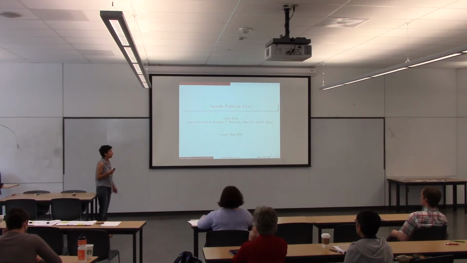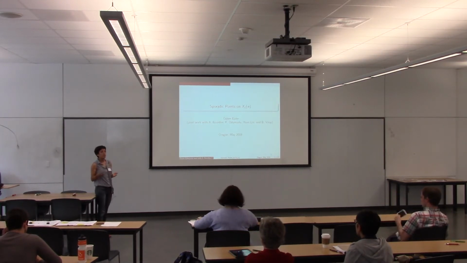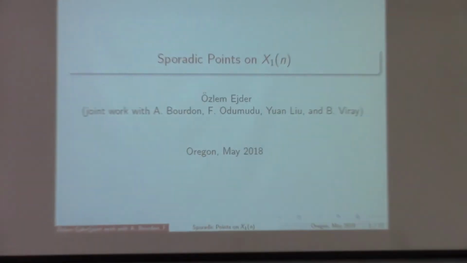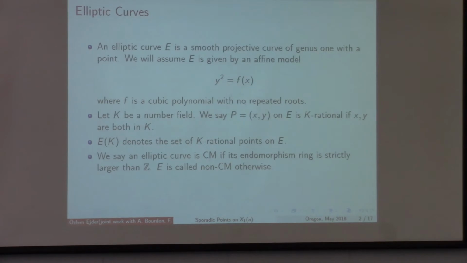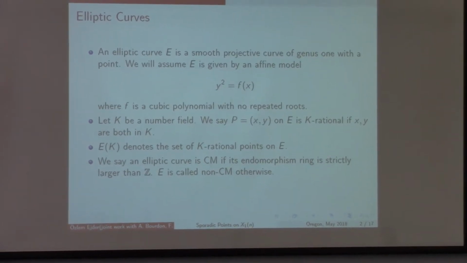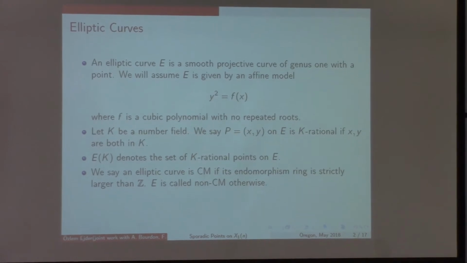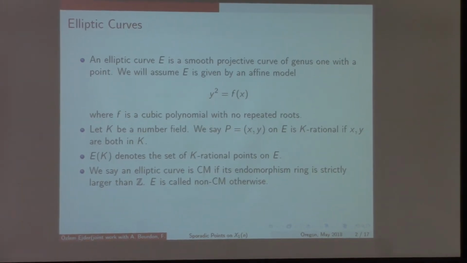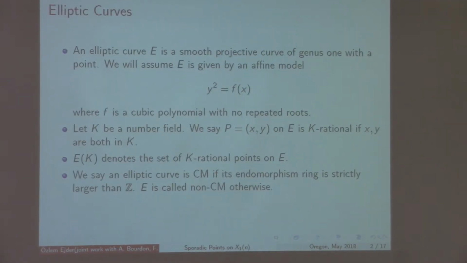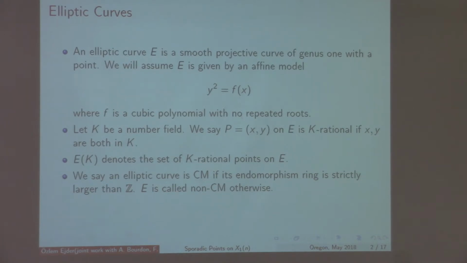All right, so today I'll just talk about elliptic curves, basically, and their torsion subgroups. For me today, an elliptic curve will be given by a cubic equation, y squared equals some cubic polynomial given by f of x. And we want this curve to be smooth, so we want f to have no repeated roots.